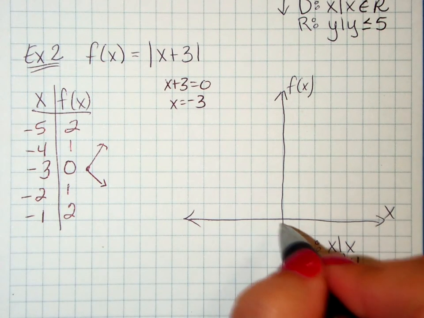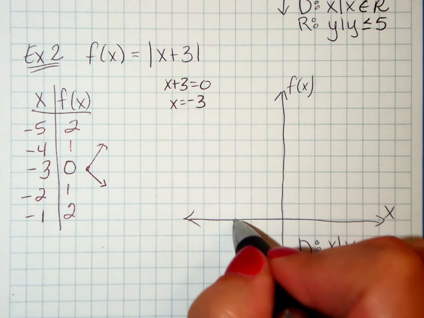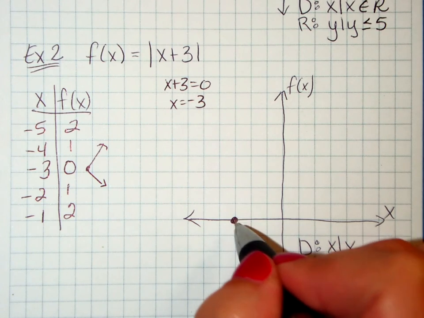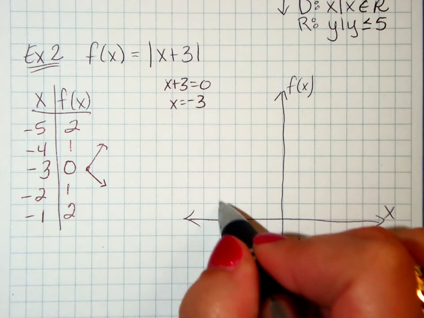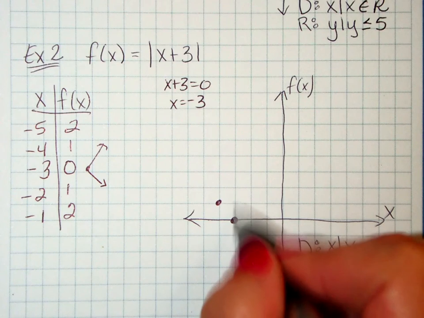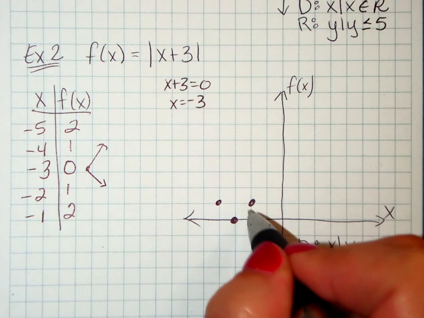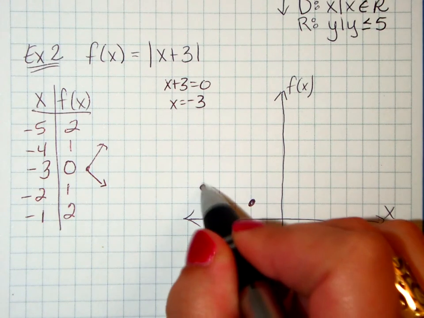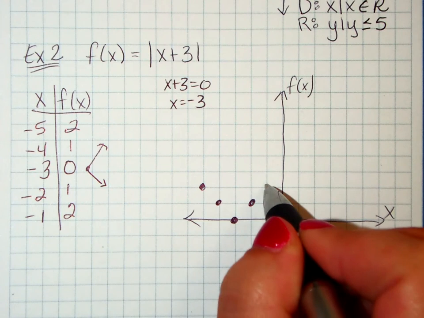So -3, 0. 1, 2, 3. This is my vertex. -4, 1. Okay, so if this is my vertex, I know there's a matching one over here. And -5, 2. So I know that there's a matching one over here.